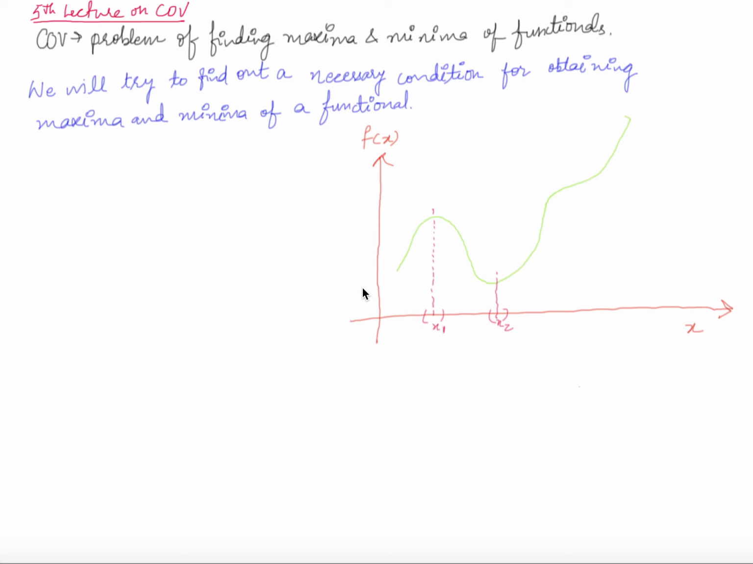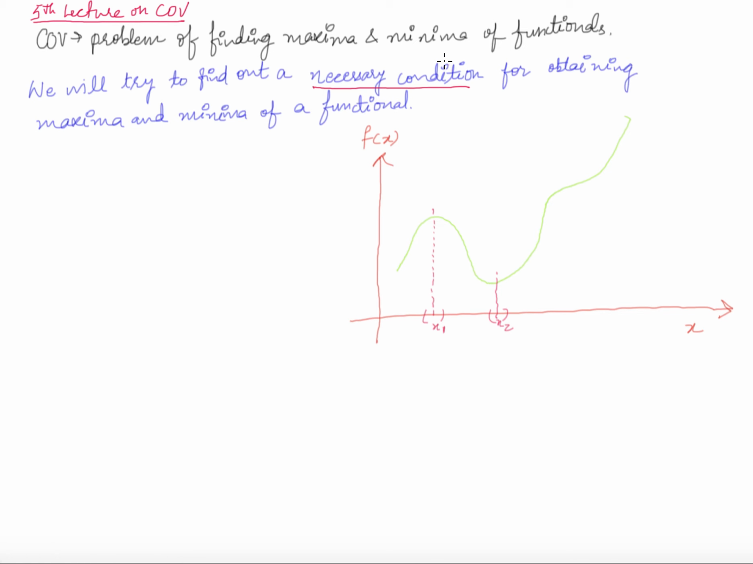So we know that what we are doing is we are trying to find out the maxima and minima of functionals. So in this video, what we will try to do is find a necessary condition for obtaining maxima and minima of functionals. Actually, we will not reach there today. We will not be able to obtain this necessary condition today because we have to do a long work, but we are moving in that direction.